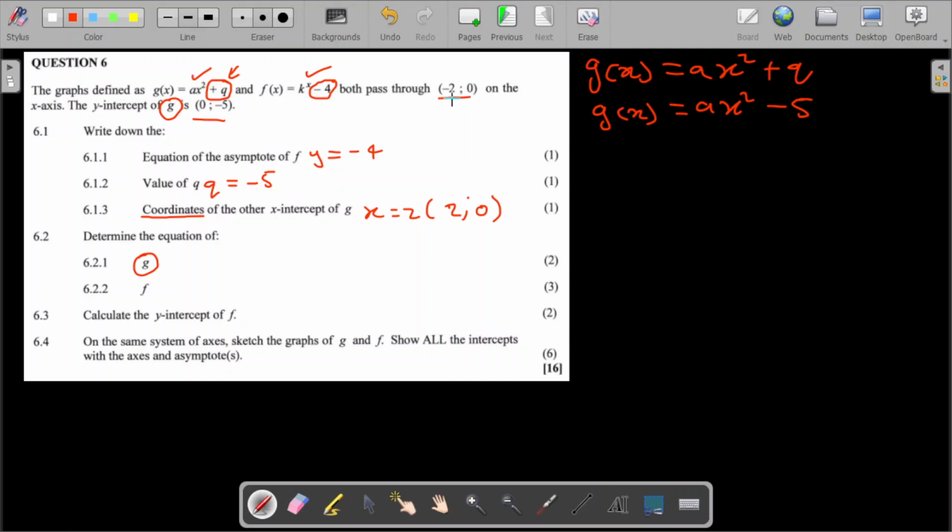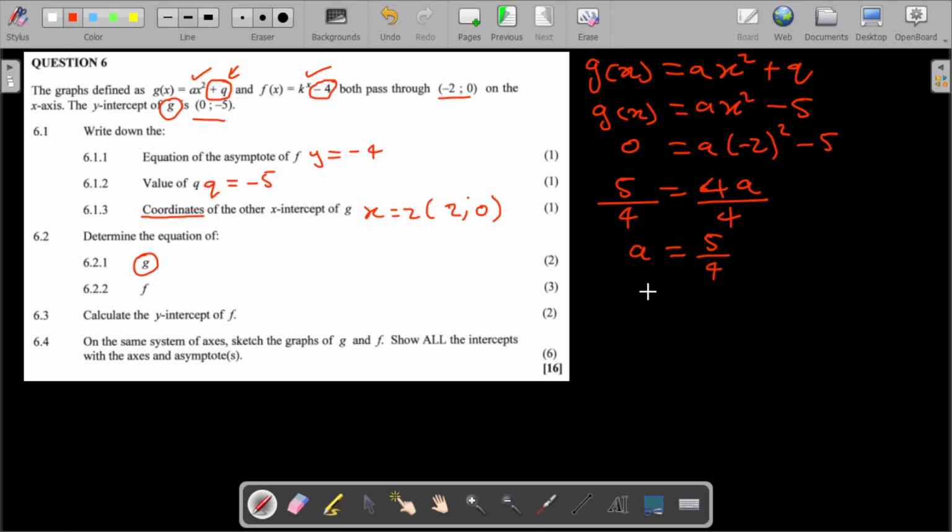If I use this one, because remember I passed through both of the graphs, my y here is going to be 0 equals a, which I'm looking for, and then my x is negative 2, so it's going to be negative 2 squared minus 5. Then this to the other side is going to be 5 equals 4a, and then I divide by 4 on both sides, then my a is equal to 5 over 4.